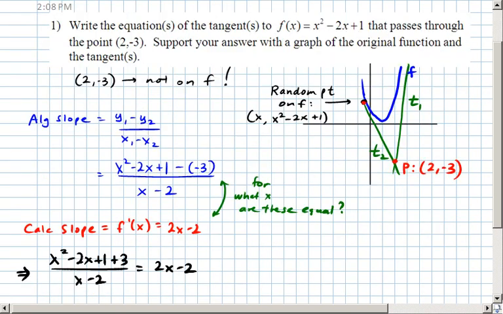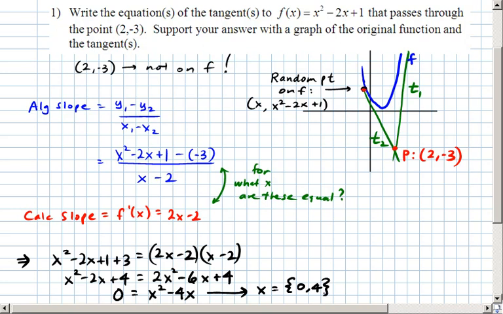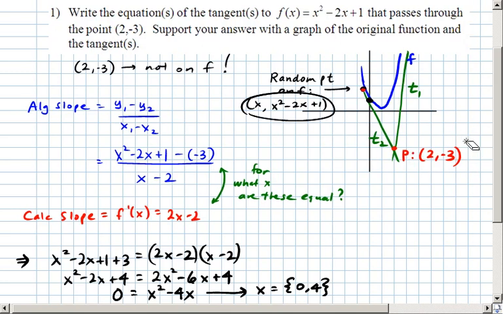Alright, so go ahead and multiply through by the x minus 2. And combine everything together. Eventually you get it down to this. And so x is equal to 0 and 4. So those are the two spots on the graph of f where the slope of the line through a random point and the point 2, negative 3 is equal to the calculus slope of 2x minus 2.